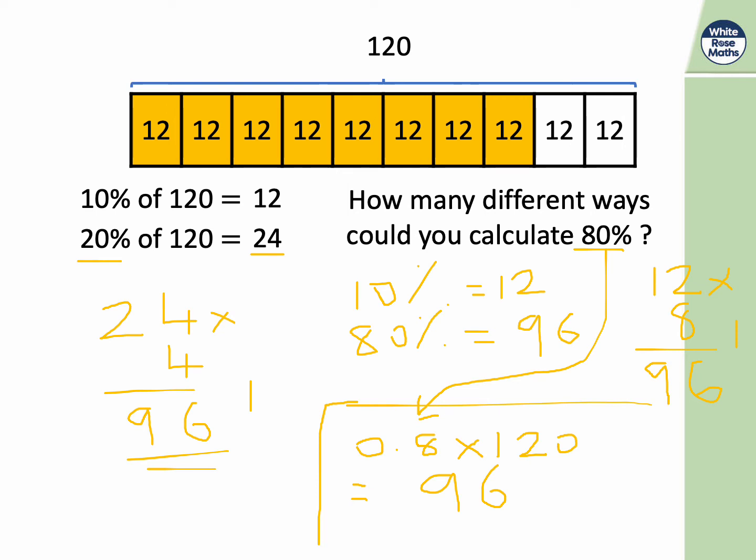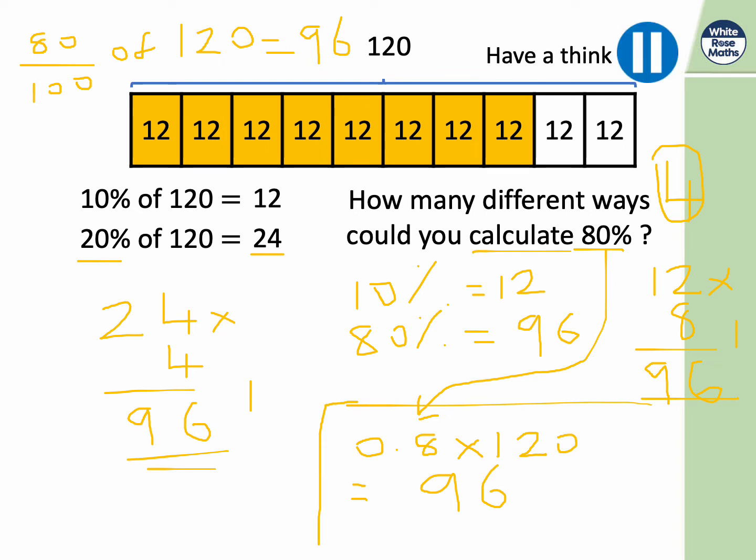Of course, I could also write 80% as a fraction. So do 80 out of 100 of 120, so I can change it into a fraction of an amount. Do 120 divided by 100 and then times it by 80, which gives me the same answer. So that's 1, 2, 3, 4 methods there. I thought of 4 methods. There may be some more methods, but these are the ones that spring to mind when I think of 80% of a number.